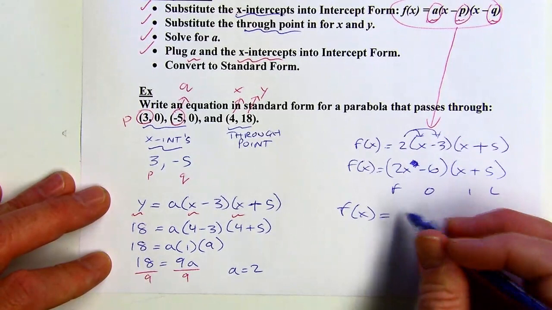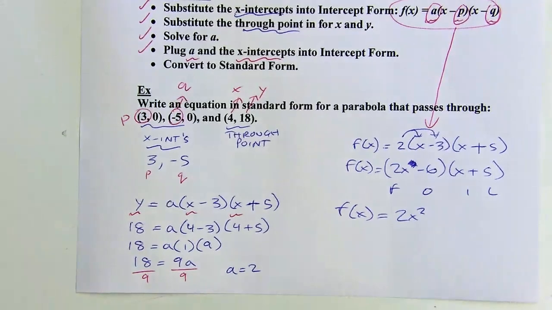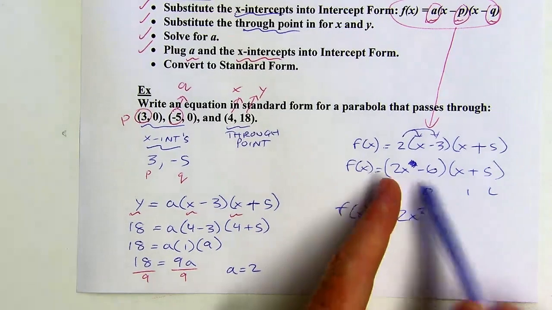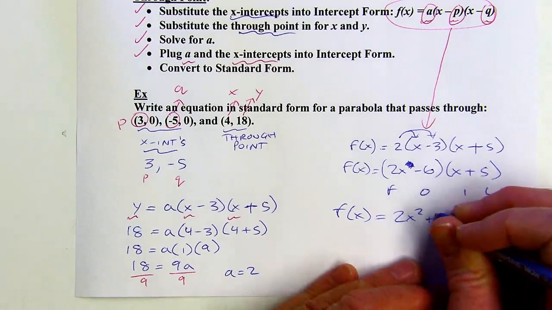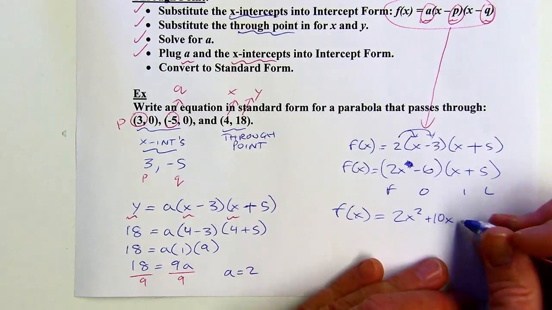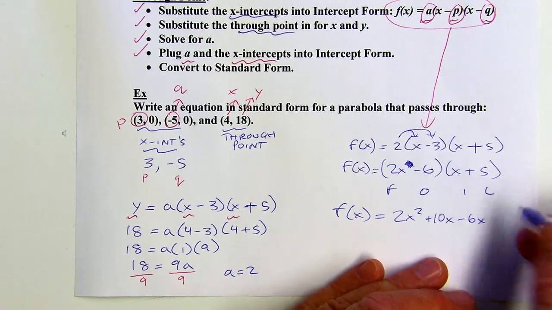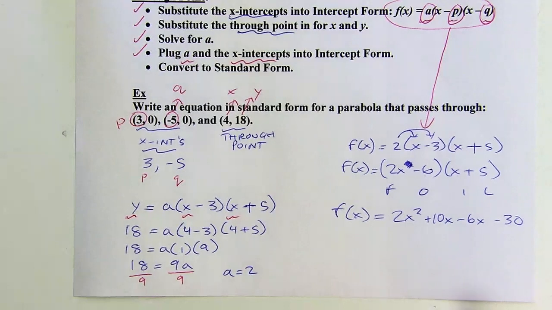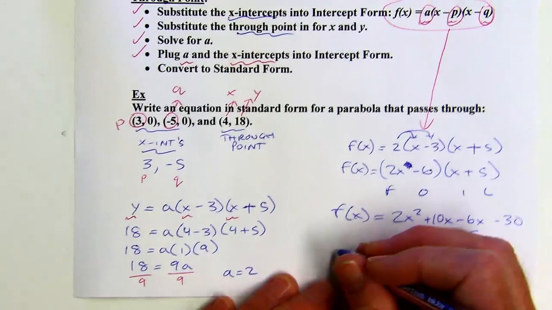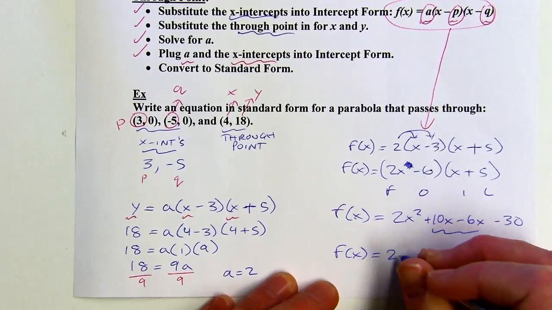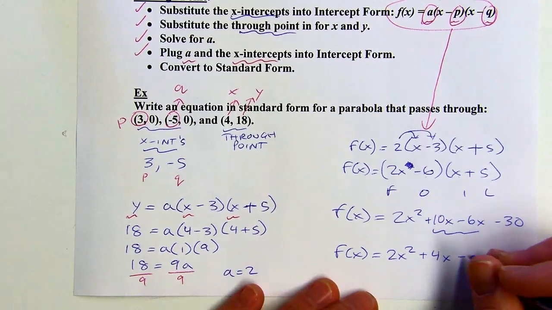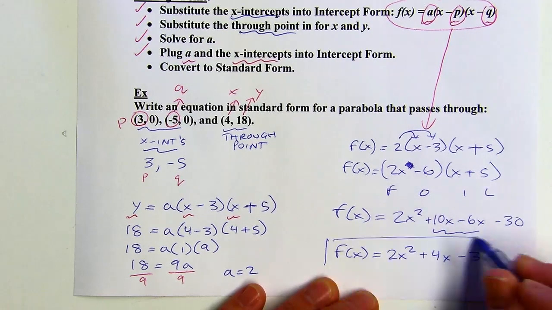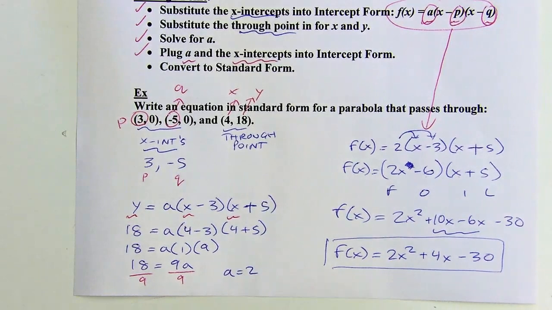And I've got 2x squared. Okay, sorry about the phone there. Okay, so first 2x times x is 2x squared. Outer 2x times 5 would be 10x. Inner, negative 6 times x is negative 6x. And last, negative 6 times 5 is negative 30. Okay, and then I want to combine the like terms here. And I've got 2x squared plus 4x minus 30. And there's my solution. Okay.